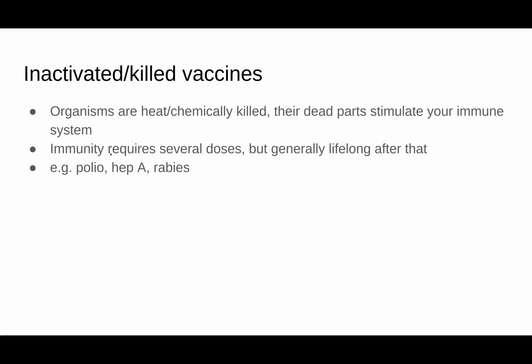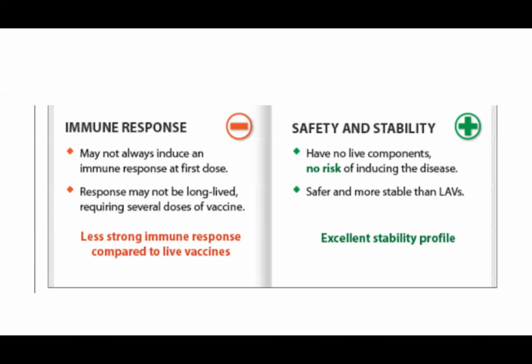For instance, if you ever got your hepatitis A vaccine, you would know that you got that multiple times. If you ever get bit by a bat or a wild animal and get a rabies vaccine, you'll get a bunch of rabies vaccines. But again, once you get multiple vaccines, it's lifelong immunity after that. So if you get your polio vaccine, you're immune to polio for life.